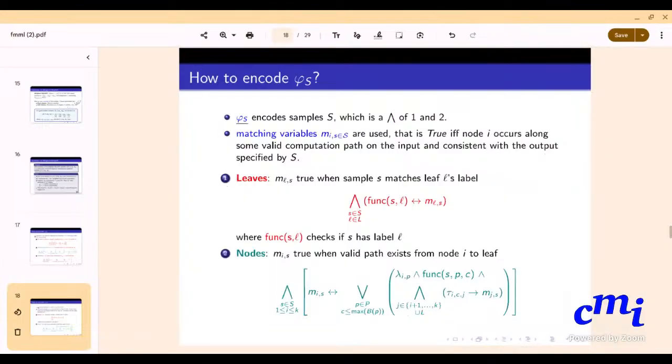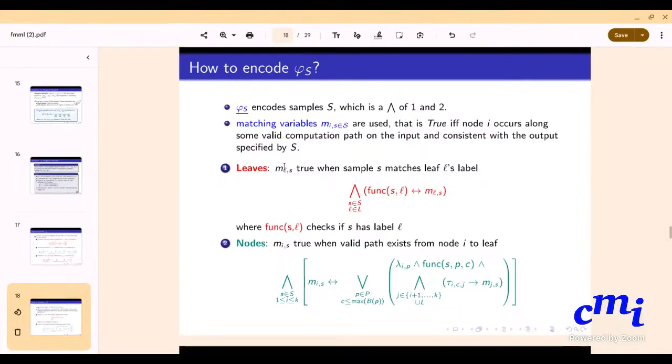So basically, S uses variables called MIS that tell me S is a sample from the set of samples, true if and only if node I occurs along some valid computation path on the input that is consistent with the output. The leaves will have indices like this, and the nodes are true when a valid path exists from I to the leaf. When you follow that path, the output will correspond to what is in the sample, correct? Good. I think you have everything done.